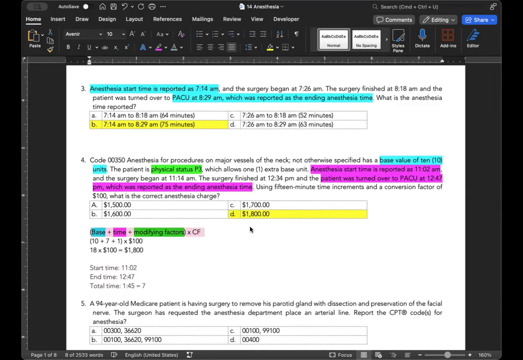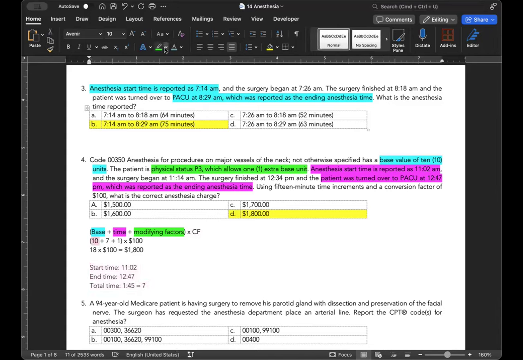Hello, Tiffany. Is it question time? Of course. Okay, sorry. So where did the 10 plus 7 plus 1 come from? I know where the 10 and 7 came from. Just wondering where the 1 came from. It's our physical status modifier that allows the one extra base unit. Where did the 7 come from? The seven came from the total time down here that we figured out.